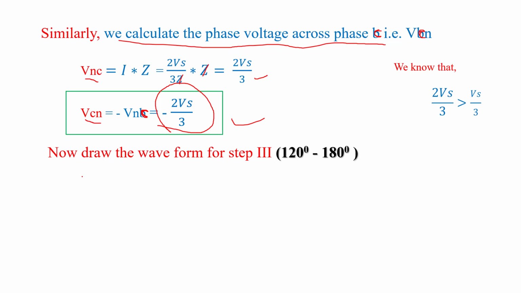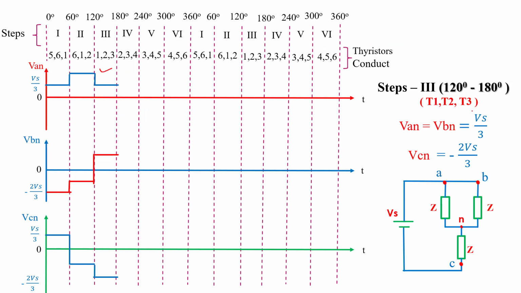Now we draw the waveform for step 3. So here this is step 3 and this is the phase voltage for step 3. VAN is Vs by 3, so we draw the waveform. VBN is also Vs by 3, so we draw the waveform. Now VCN is minus 2Vs by 3. So if this is Vs by 3, then here we draw minus 2Vs by 3. So this is the waveform of step 3.